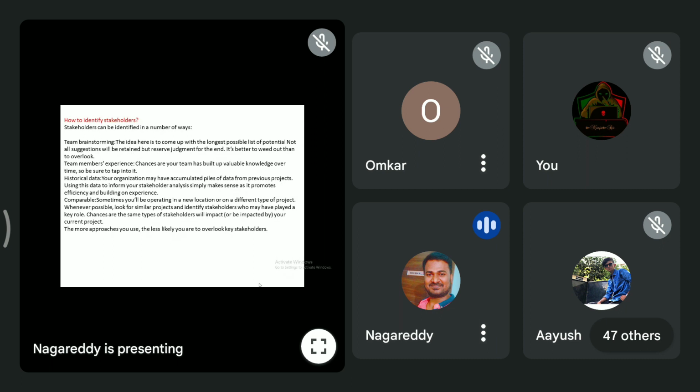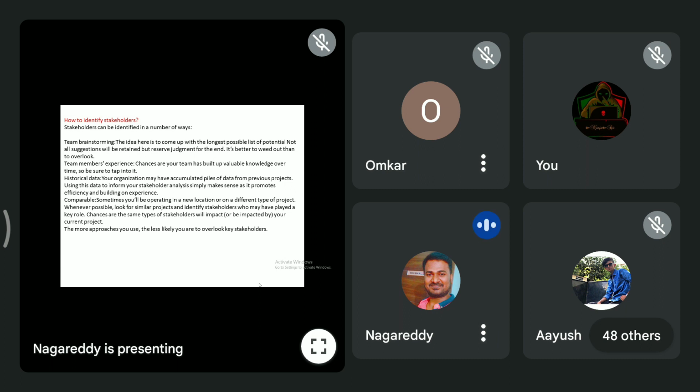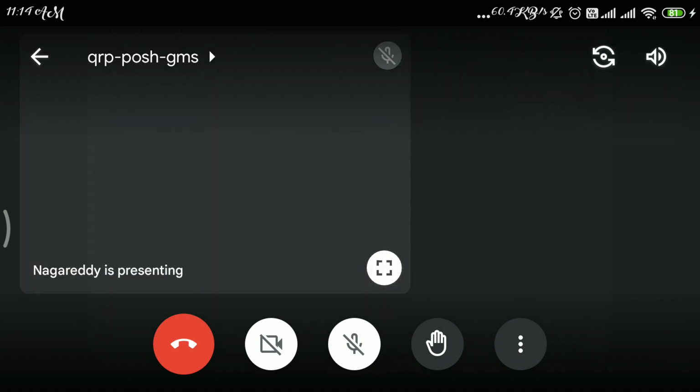Okay. Next, how to identify the stakeholders. The stakeholders are identified by team brainstorming sessions, a team member's experience, some historical data, or comparables, based upon what you are going to identify. These are some parameters to be considered on how to identify the stakeholder.